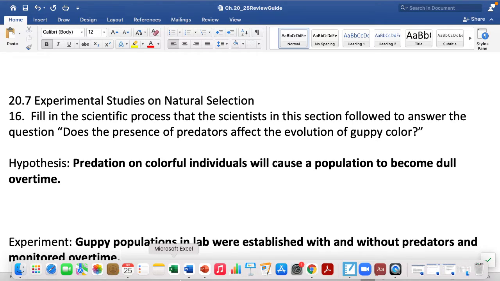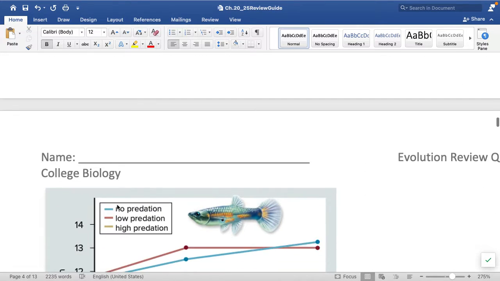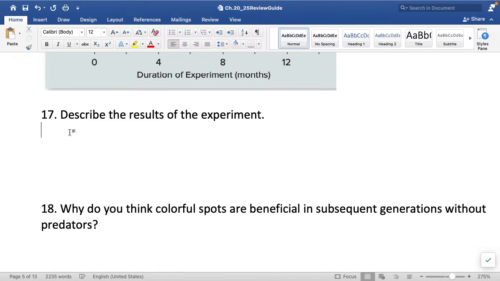Review the guppy color experiment on page 414, 415 of your textbook. The results of the study are presented in the graph below. After you have completed your review, answer the questions below. 17, describe the results of the experiment. I feel like I probably have already said it. But spots decrease with high predation, spots increase with low predation, and spots fluctuated with low.